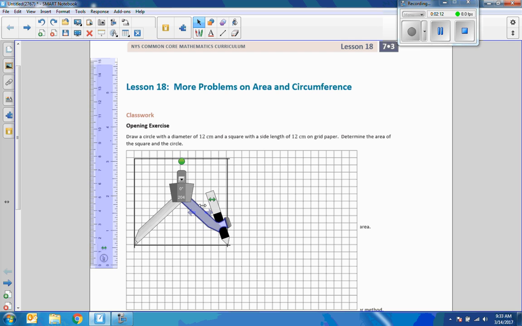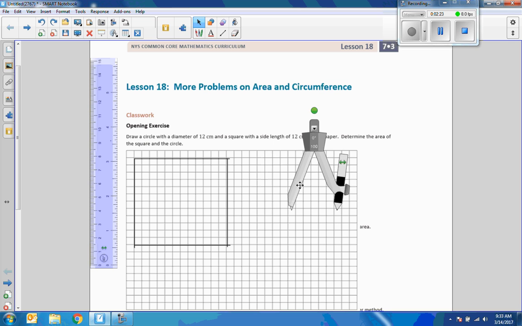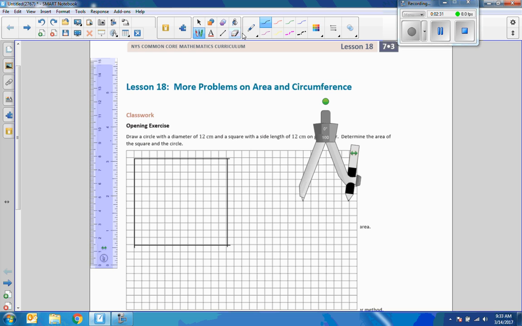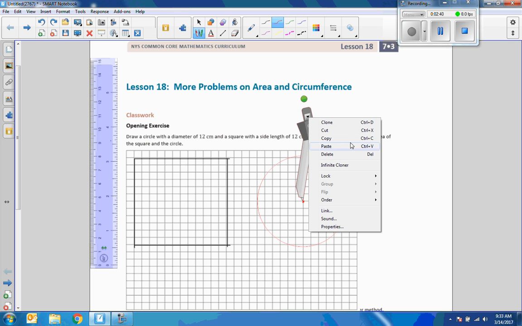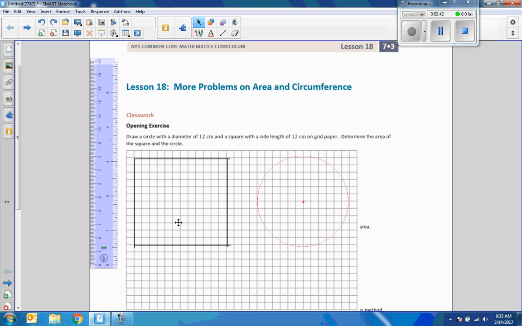That'd be radius of 12, so I want to go halfway. 1, 2, 3, 4, 5, 6. So if I move this over here, and let's try right here. So I will put a dot right here. That'll be my center. Then I'll rotate around. Okay, so there's my square, and there's my circle.